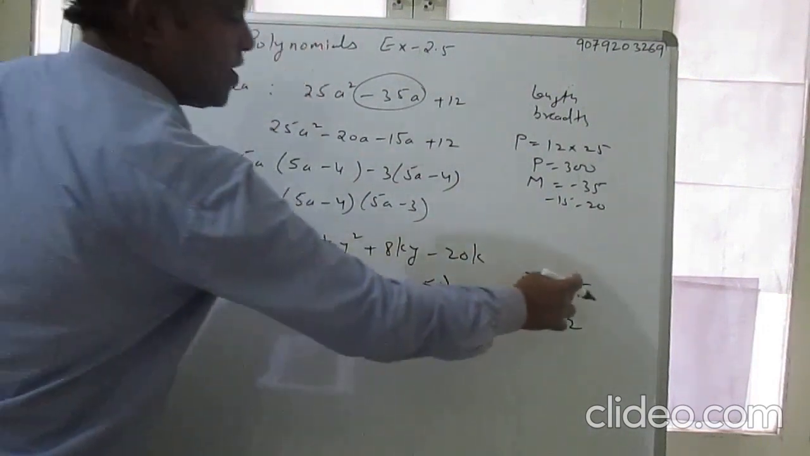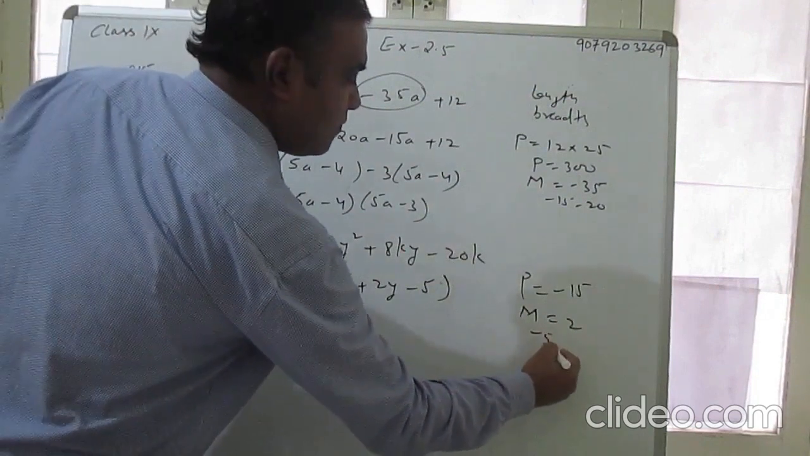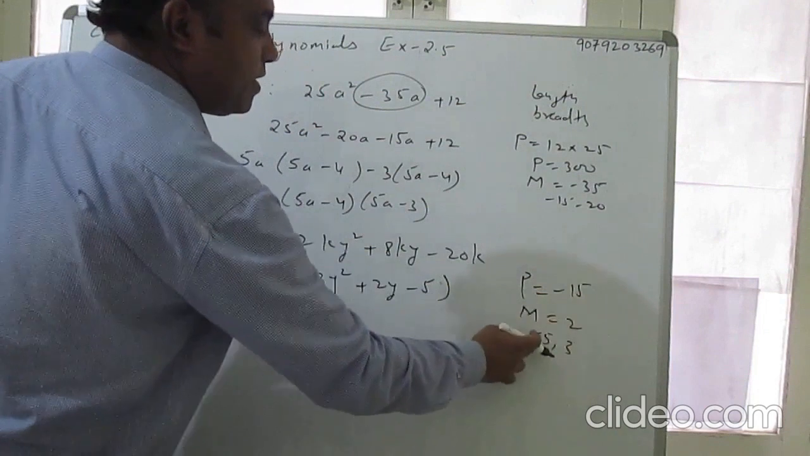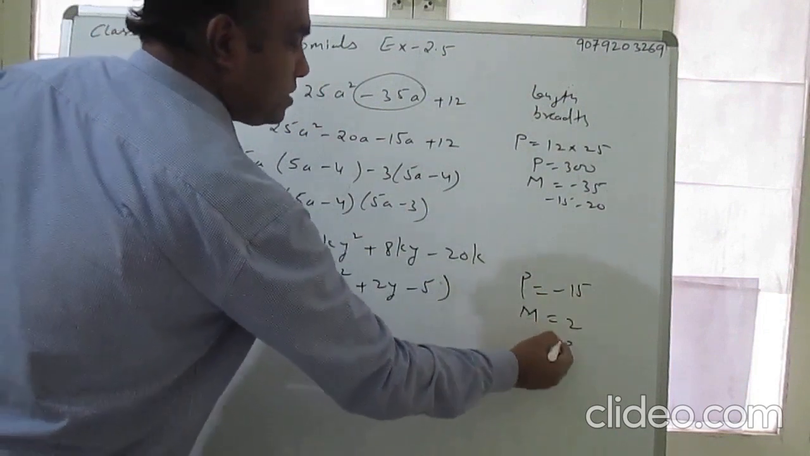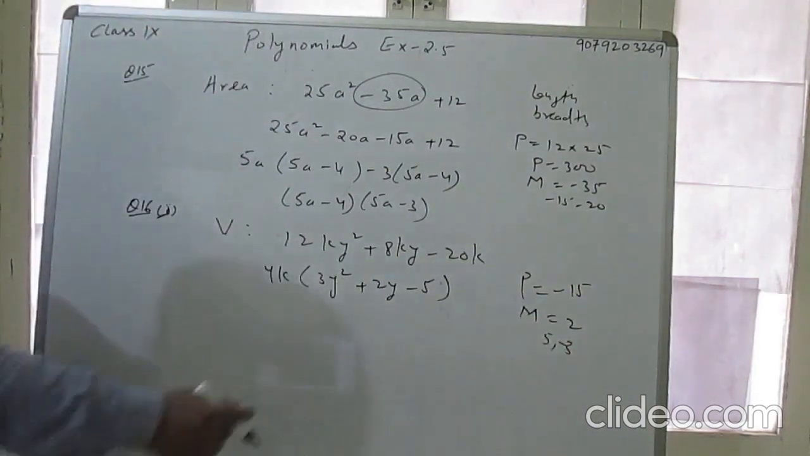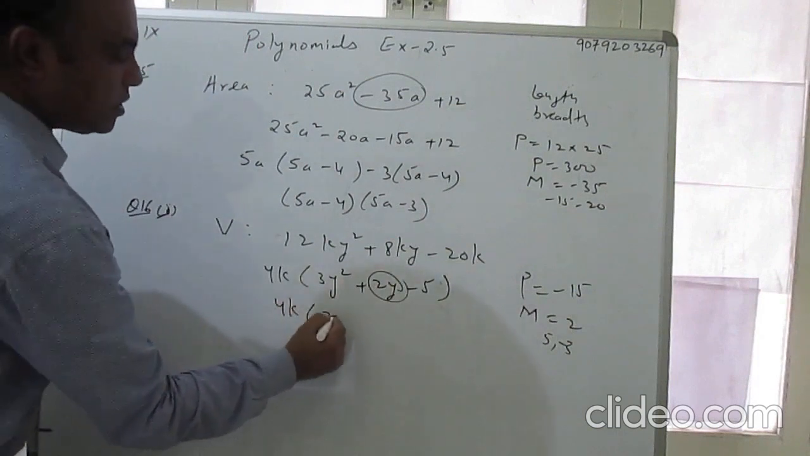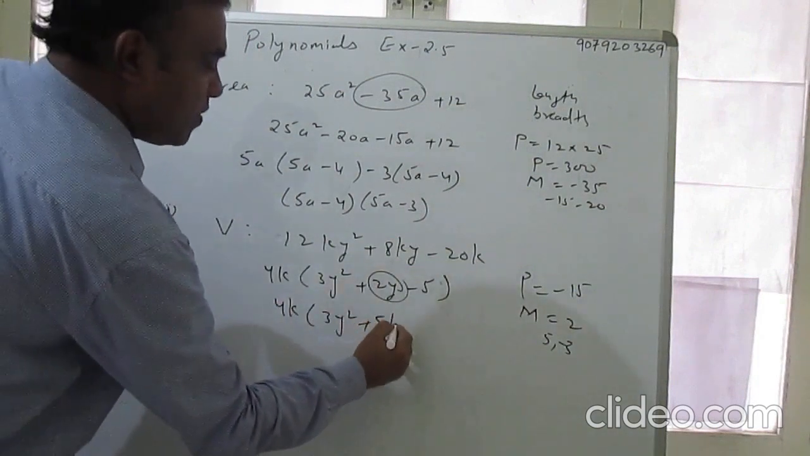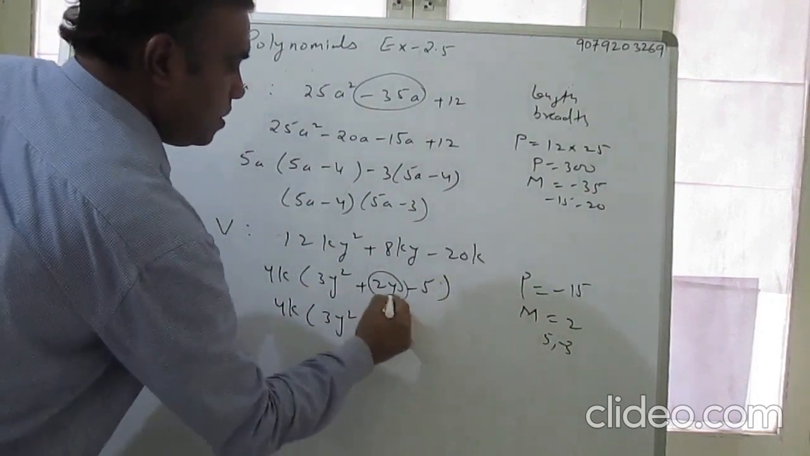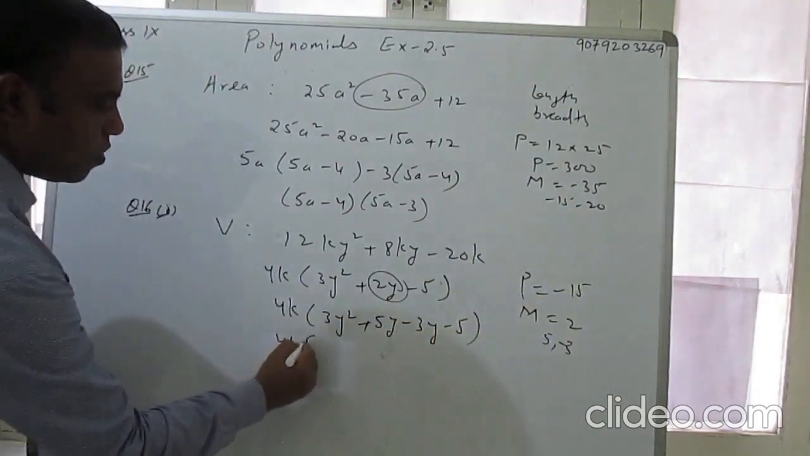So you have to find factors of minus 15. 3 5s are 15, minus 5 and 3. Minus 5 into 3 is minus 15. The middle term is 2. This is the factor: 5 minus 3 is 2, positive. So we can write 4k, 3y square plus 5y minus 3y minus 5. Now take out common.